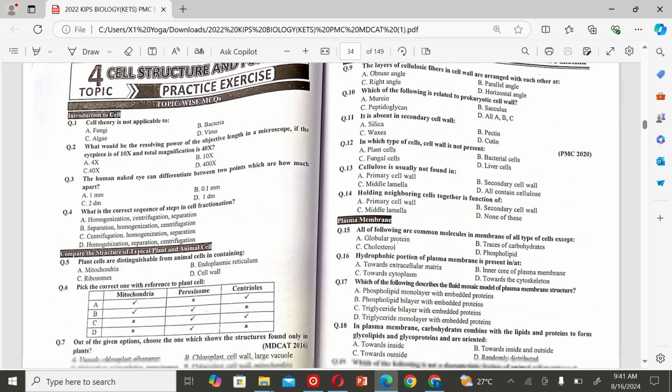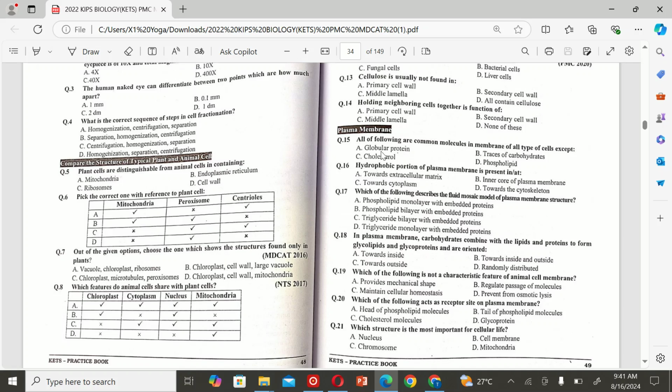Middle lamella. The next MCQ is: all of the following are common molecules in the membrane of all types of cells except A. globular protein, B. traces of carbohydrates, C. cholesterol, and D. phospholipids. So the correct option is B. Traces of carbohydrates.